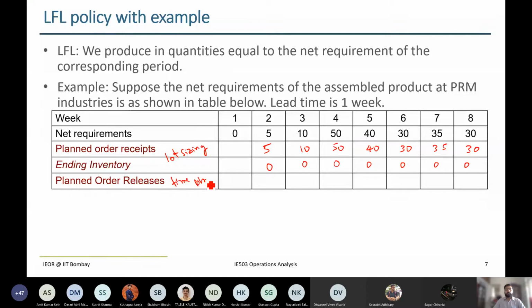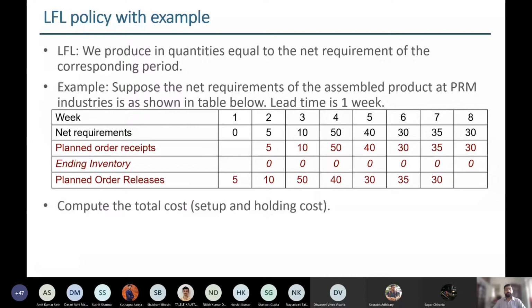In time phasing, all we are going to do is take the planned order receipts and shift them by 1 week. Why 1 week? Because the lead time is 1 week. So we just write 5 here, and 10 comes here, and 50 comes here, and so on. So you can see these are the planned order receipts as well as the planned order releases for this particular example.